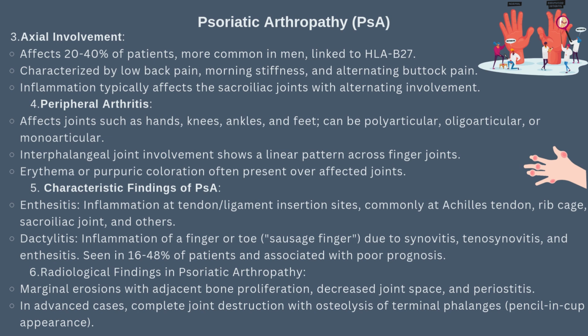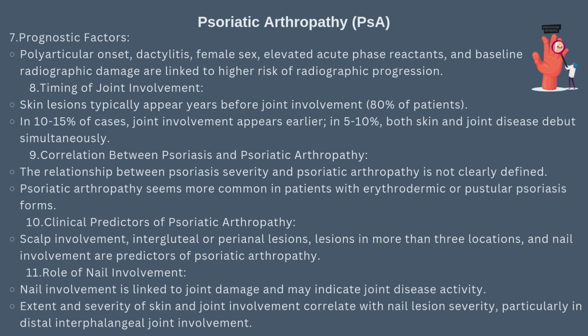Radiological findings in psoriatic arthropathy: marginal erosions with adjacent bone proliferation, decreased joint space, and periostitis. In advanced cases, complete joint destruction with osteolysis of terminal phalanges, pencil-in-cup appearance. Prognostic factors: polyarticular onset, dactylitis, female sex, elevated acute phase reactants, and baseline radiographic damage are linked to higher risk of radiographic progression. Timing of joint involvement.